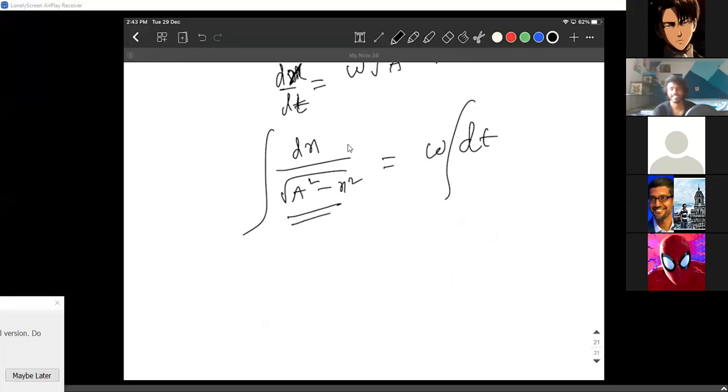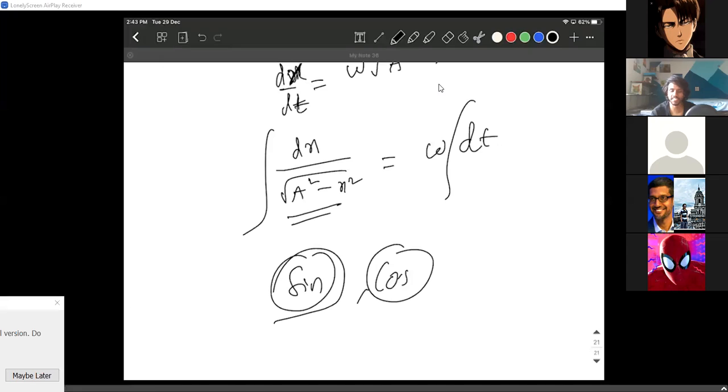Minus 1 by a square plus x square. So it should be, in the denominator side, a square minus x square whole power 3 by 2. You either get a sine term or a cos term. You people don't even remember these values.